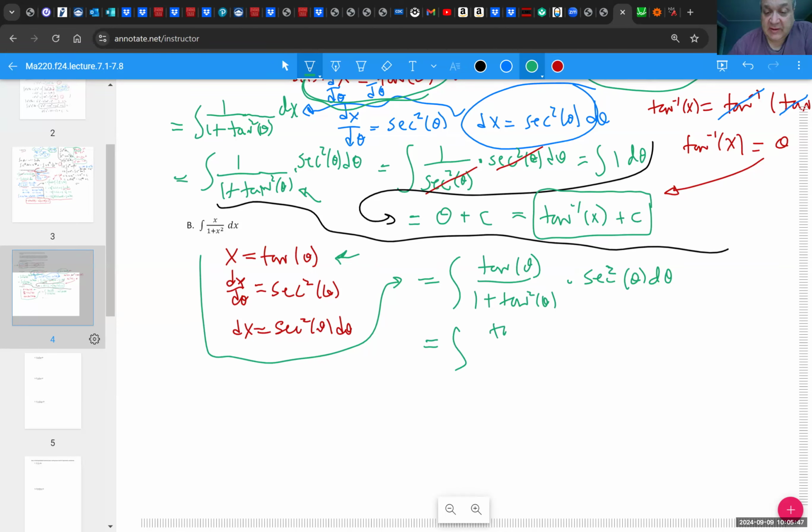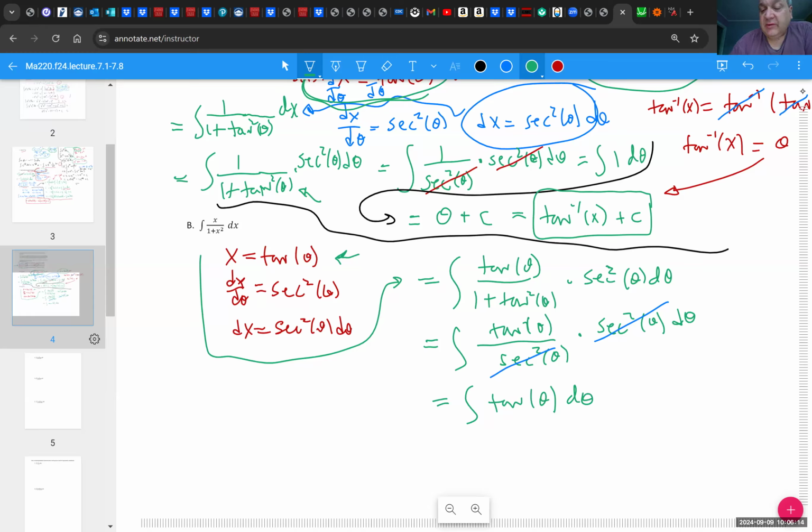So we have the tangent on top. 1 plus tangent squared is secant squared. And now you can see how the secant squared on the bottom and the secant squared on the top are going to divide out, kind of like last time. So these guys go away. And I'm left with just tangent theta d theta, which equals the integral of tangent theta d theta.